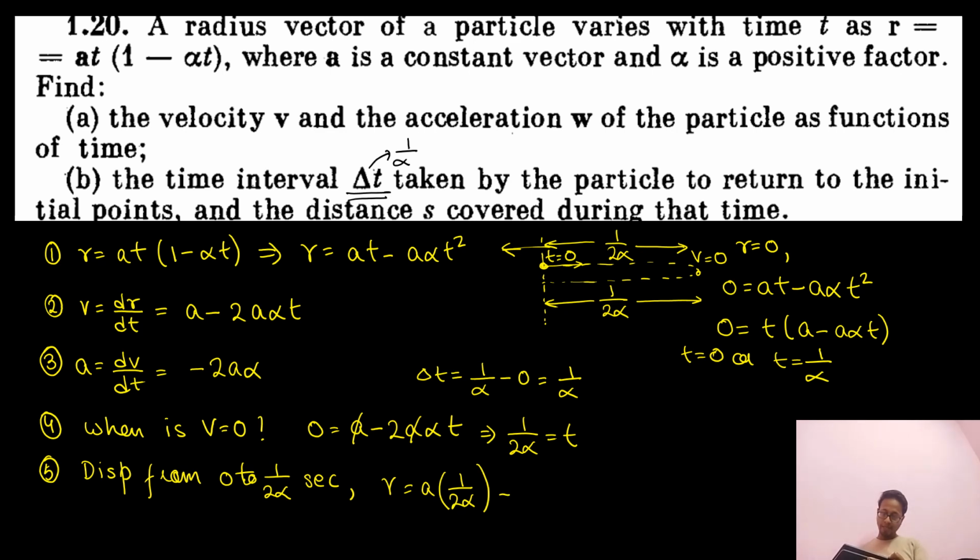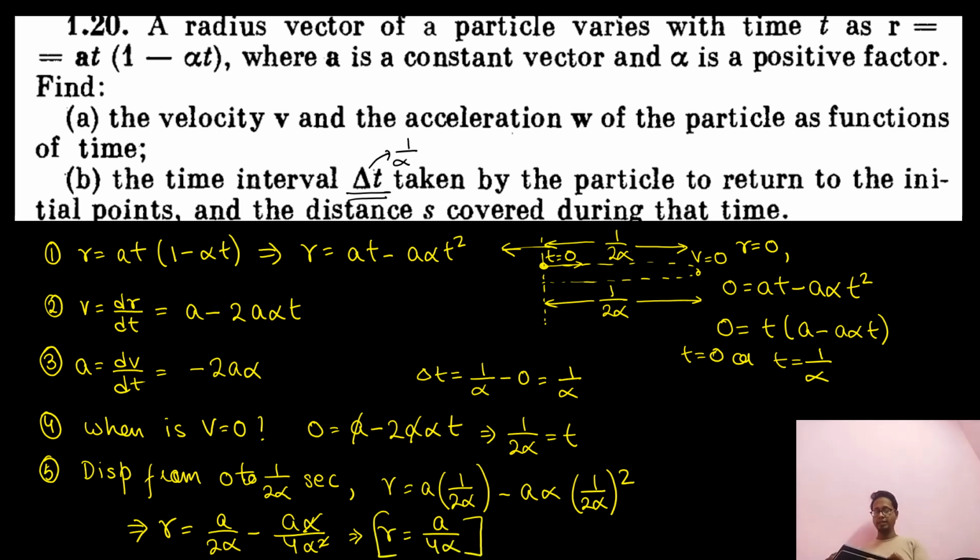Minus a alpha into 1 by 2 alpha whole square. So the value of r is equal to how much? a by 2 alpha minus a alpha by 4 alpha square. Alpha and alpha would get cut. So r is equal to a by 2 alpha minus a by 4 alpha, which is equal to a by 4 alpha. R is equal to a by 4 alpha.